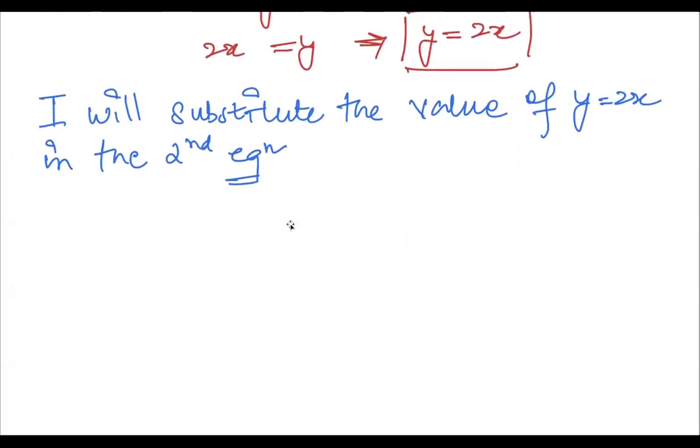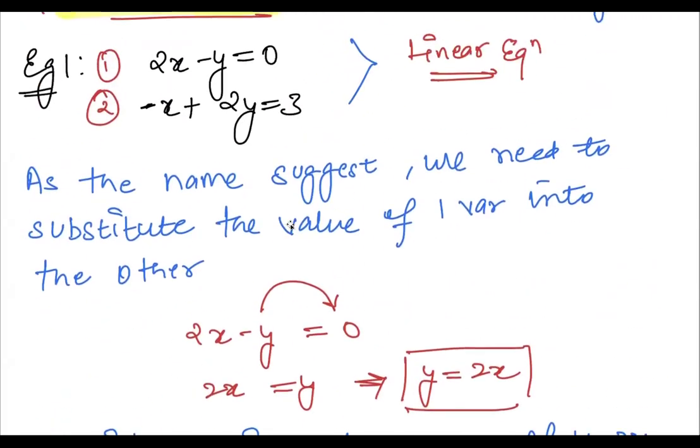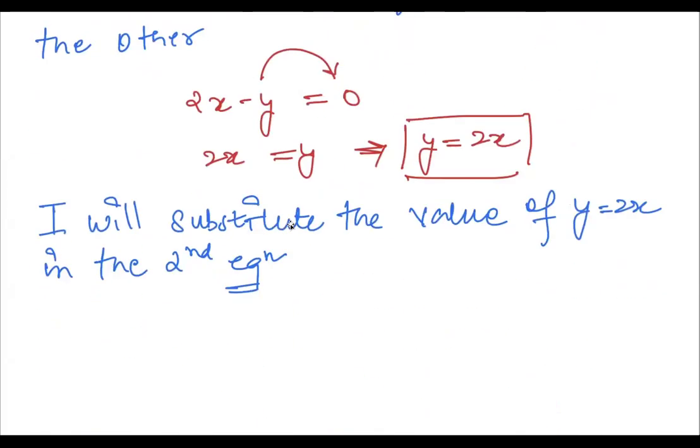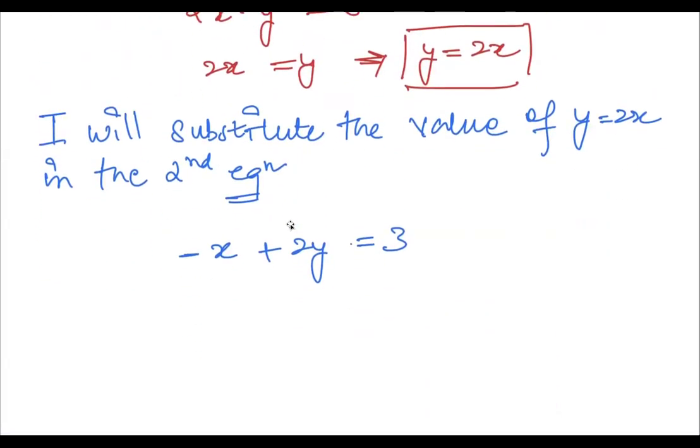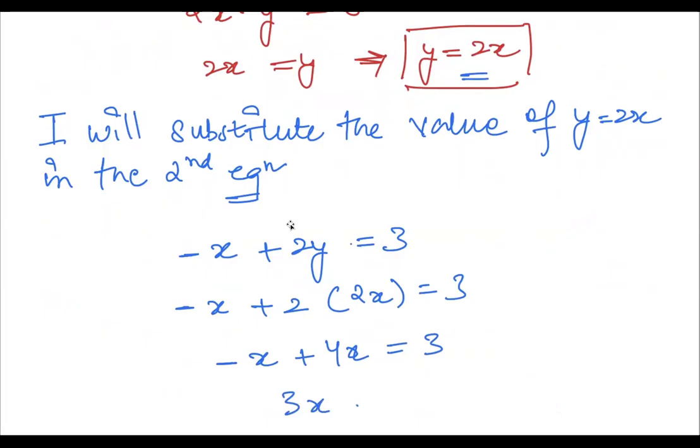Okay. So what will happen? If you see what our equation is, minus x plus 2y is equal to 3, right? And what is y? y is equal to 2x. So I'll substitute the value of y, which is 2x. Can I write minus x plus 4x is equal to 3, and 3x is equal to 3, and can I write x is equal to 1? Please tell me, can I write this?